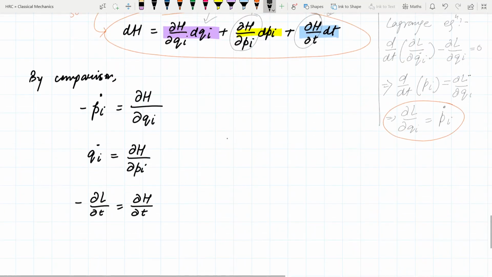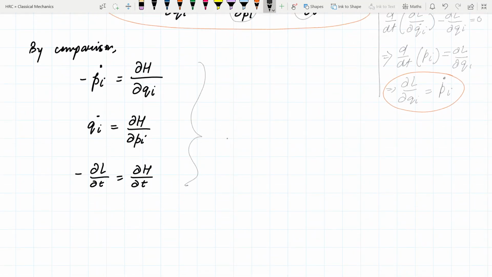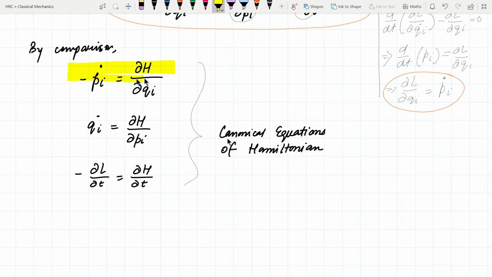Yes, sir. So finally we end up getting these equations. Okay, these equations are known as the canonical equations of Hamiltonian. So this is one equation, minus pi dot is equal to del h upon del qi. This is another equation, q dot is equal to del h upon del pi, and this is another equation, minus del l upon del t is equal to del h upon del t.